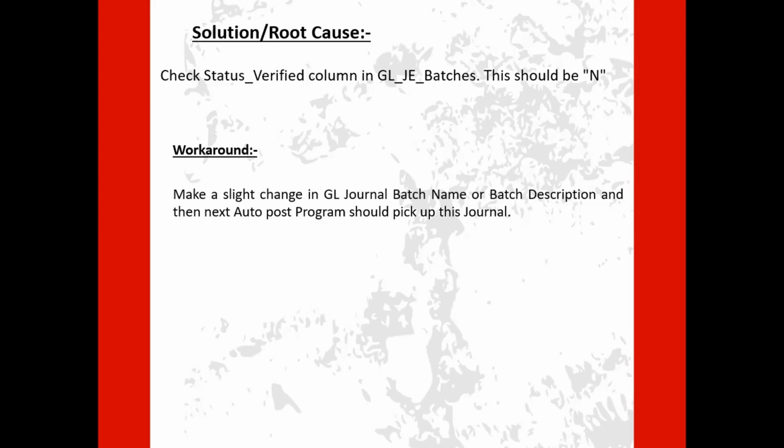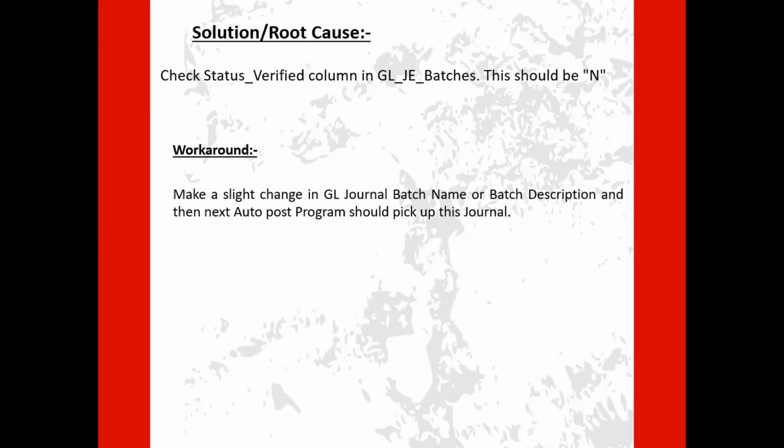So the next solution would be to make a slight change in the GL journal batch name. Of course, if there are hundreds of journal batches, then you need to make that slight change in the GL batch name or maybe the batch description. It could be removing one character, saving it, and then reverting back, or adding an additional character like a comma or a period, which is a dot. So make a slight change and save.